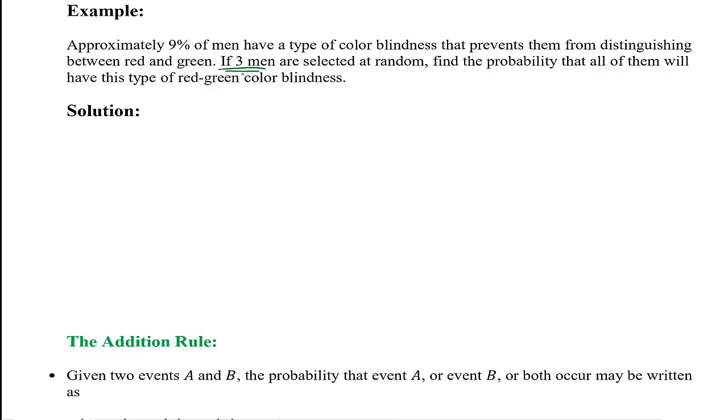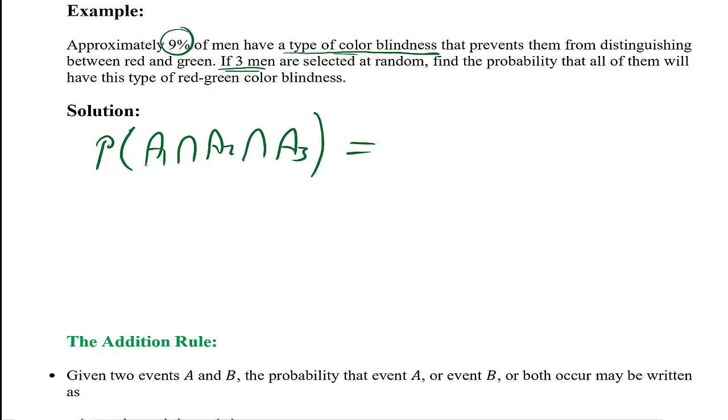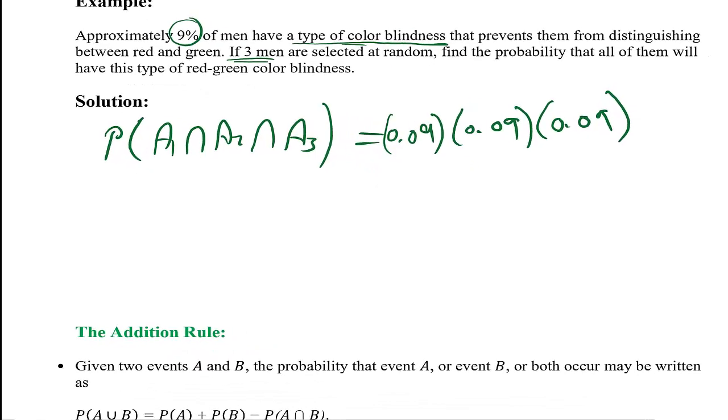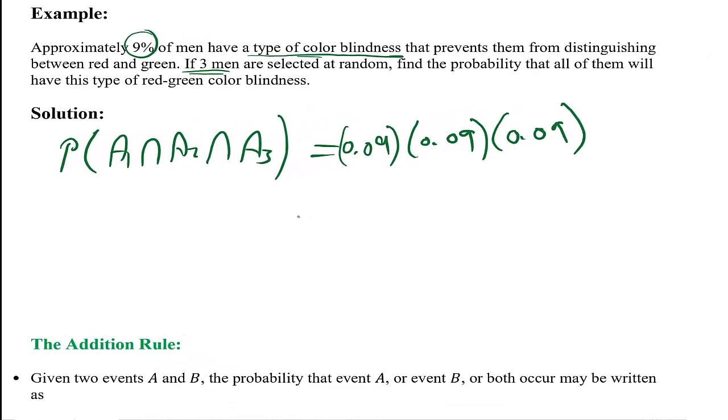We choose three persons and we ask what is the probability that all of them will have this type of red-green color blindness. So these men are independent. So here we have independent events, and the probability of having a type of color blindness is 9%. So the probability that the first one has color blindness, and the second one and the third one, we can call them A1 intersect A2 intersect A3. So this is equal to the probability of the first one being color blind, 9%, and the second one is 0.09 also, and the third one is 0.09. Here I use the multiplication rule for three events. These three events are independent, and the multiplication rule is just the product of each of them.